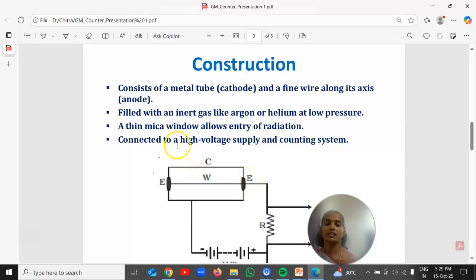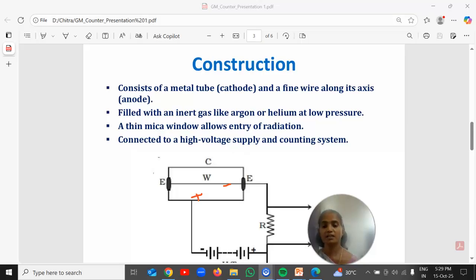Now when the alpha particle enters the chamber, the gas molecule inside it will split into two particles, that is positive ions and negative electrons. So these positive ions will be attracted towards the chamber which is connected to the negative, and the negative electrons will be attracted towards the positive terminal, the W.